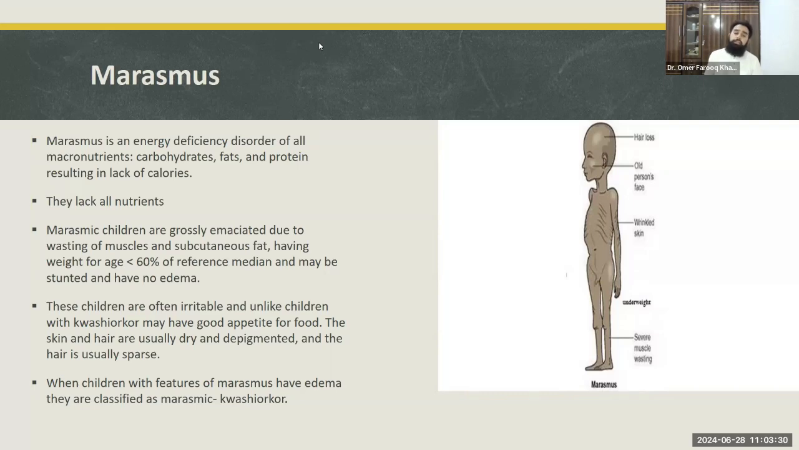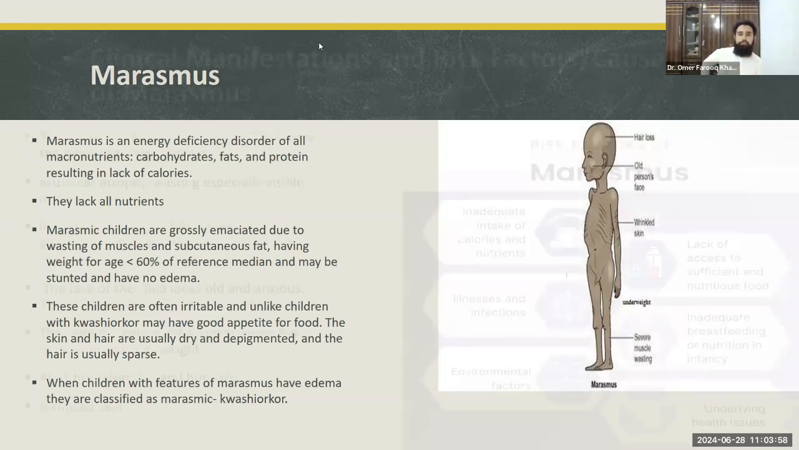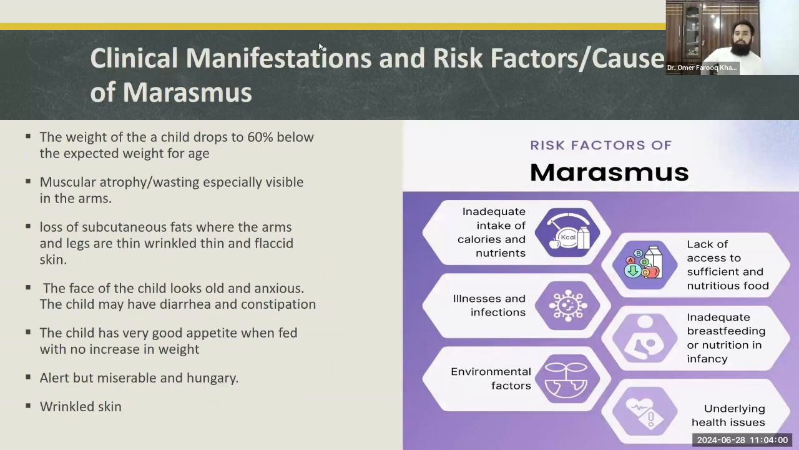These children are often irritable and, unlike children with kwashiorkor, may have a good appetite for food. The skin and hair are usually dry and depigmented. In kwashiorkor, the skin is pigmented, but here the skin may be depigmented, and the hair is usually sparse. So the hair is usually sparse in both conditions. When children with features of marasmus have edema, they are classified as marasmic kwashiorkor babies, which are even more difficult to treat.